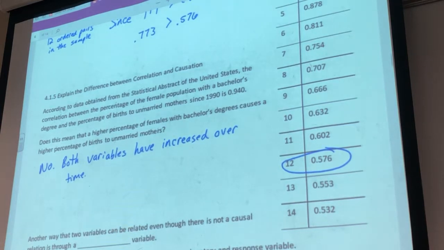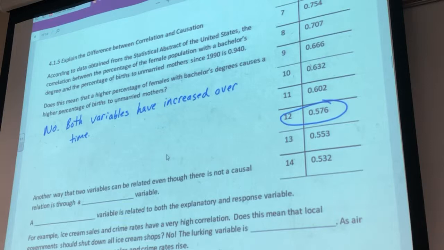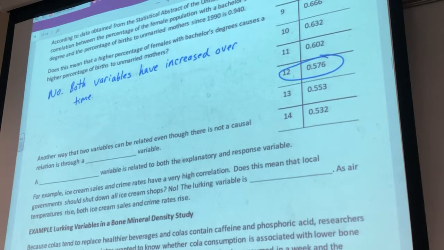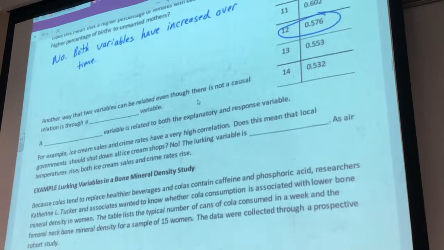So the other thing that could happen, instead of them both just increasing with time or decreasing with time, or one increases or decreases with time, is something called a lurking variable.